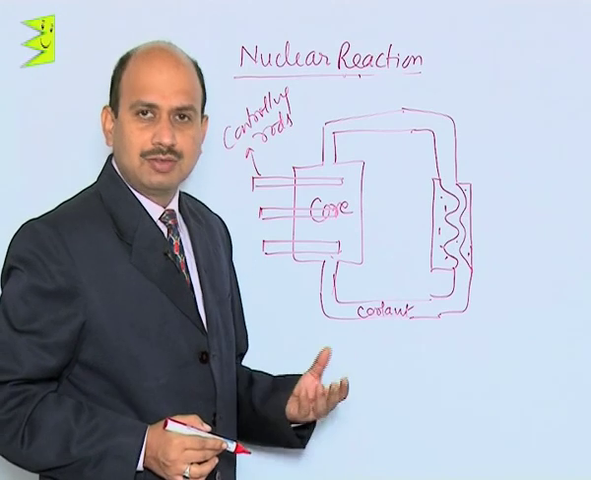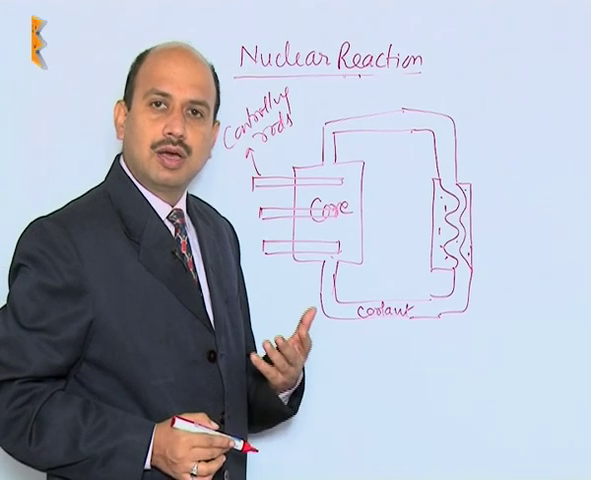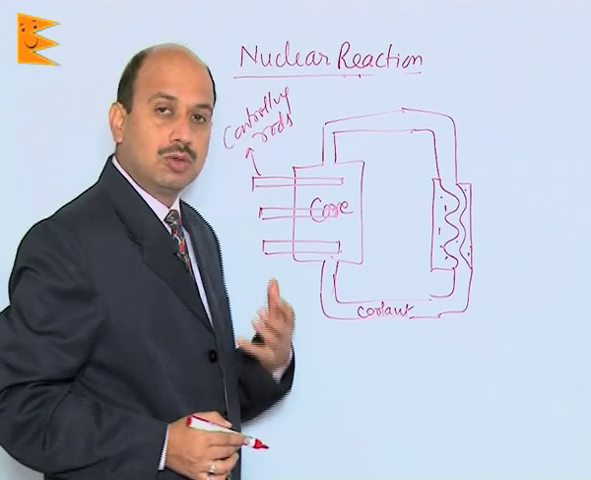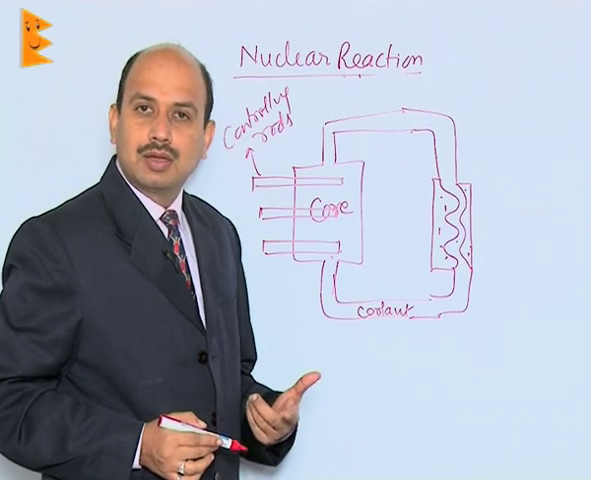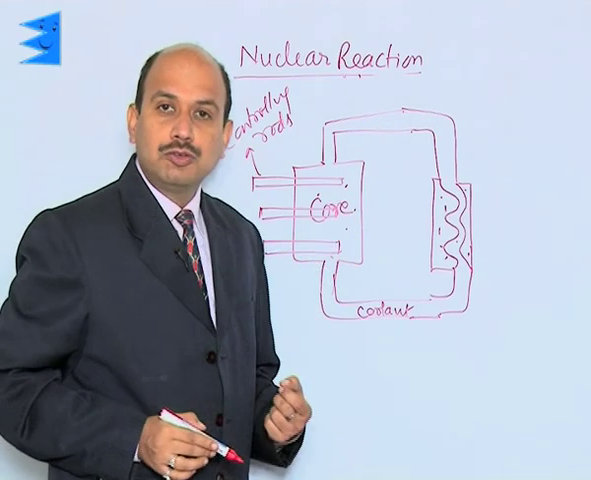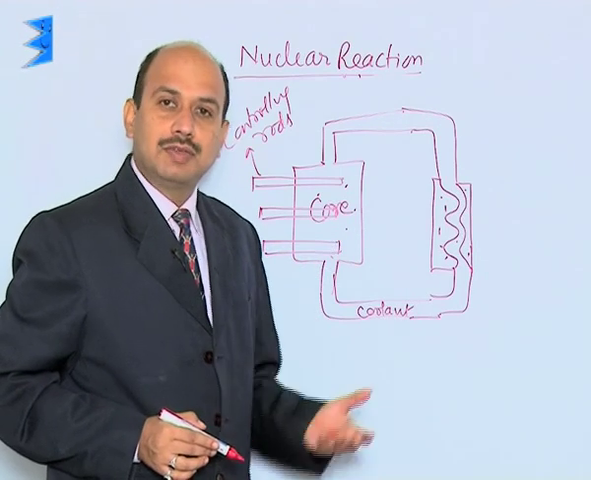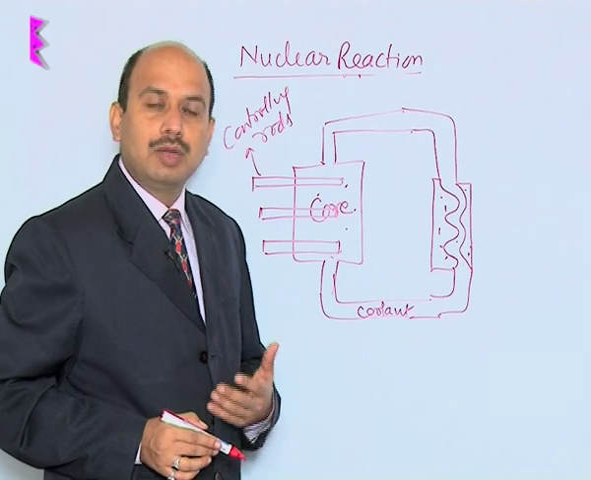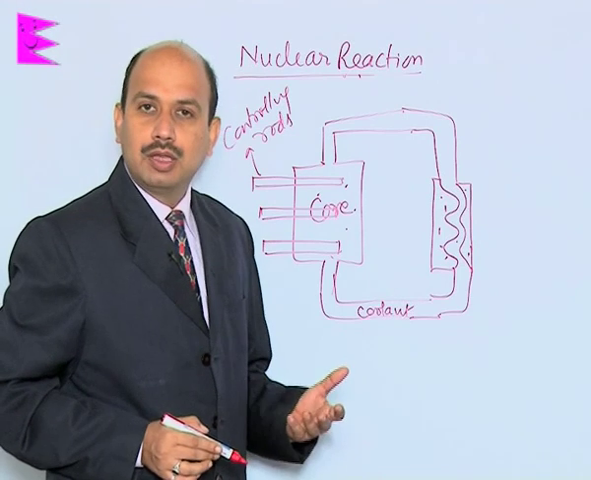The actual diagram you can see in the books also, that is a different one, but here it is just to show the working of each and every part. Moderators are used here to slow down the speed of the produced neutrons so that further fission can occur, because for the fission of uranium 235 we need slow moving neutrons.